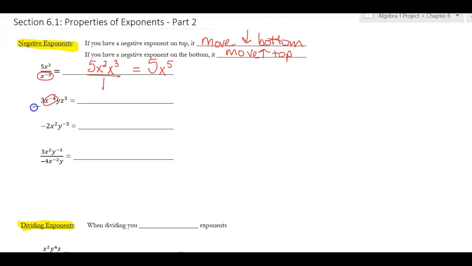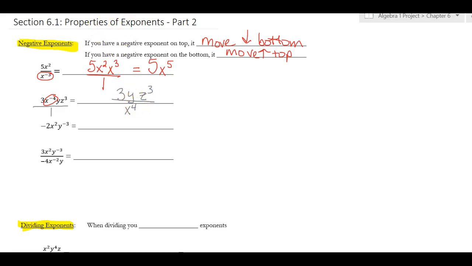All right, this next one, this is my negative exponent, and right now, you may not see it, but it's a fraction. It's a fraction over 1. And so this has to go on the bottom. So it becomes 3 over x to the fourth, and then the y and the z to the third stay on the top.